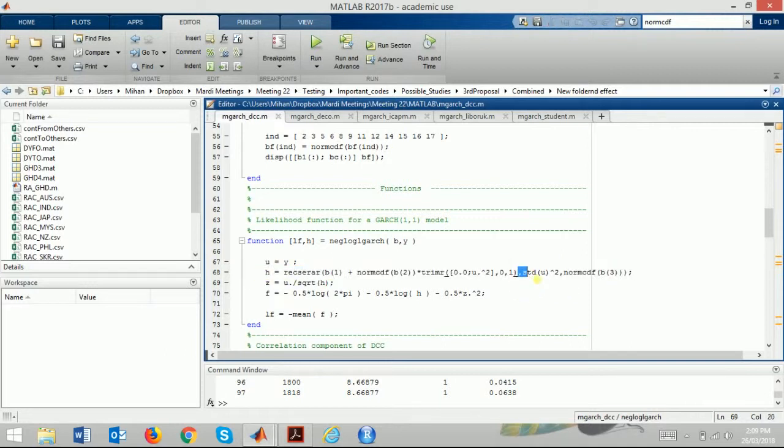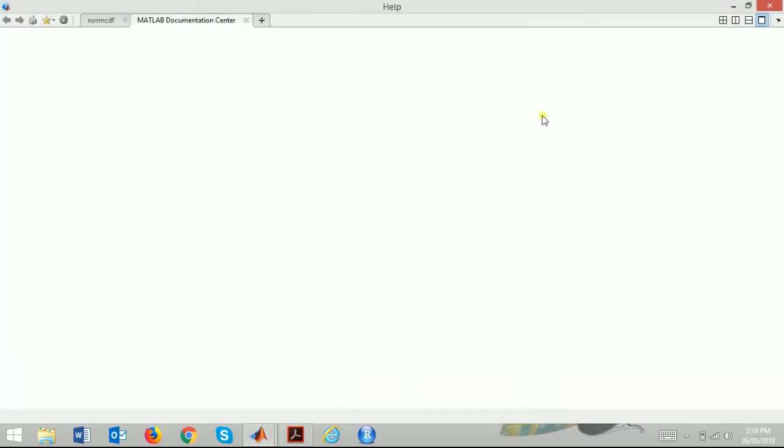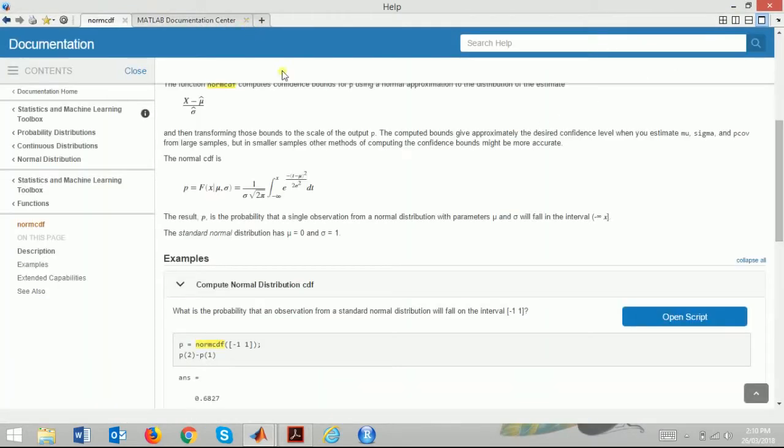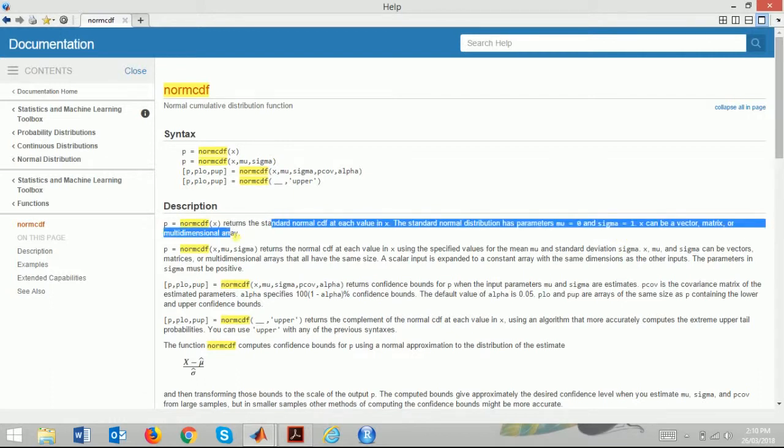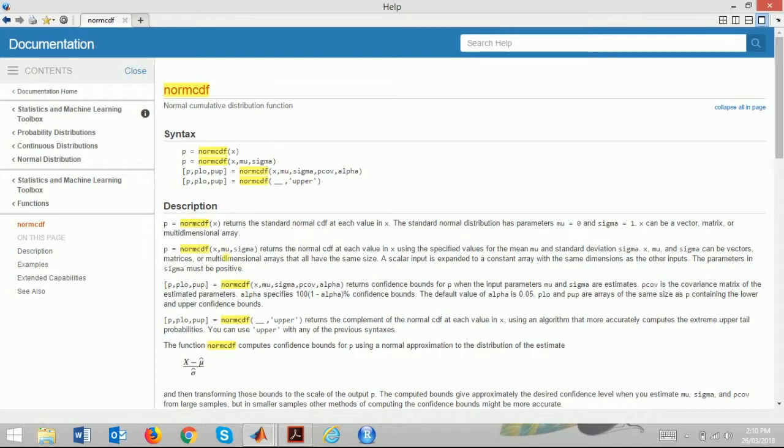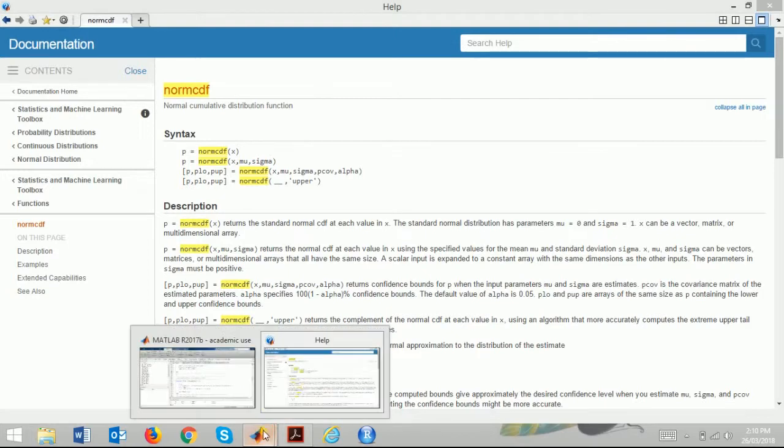Variance is the standard deviation of v squared; this is something we need to memorize, that's all. And we want norm CDF for beta 3 with the variance covariance matrix. In the case of a single norm CDF with a single input, it returns the standard normal cumulative distribution function at each value in x. Sigma can be a vector, matrix, or multidimensional array. So it takes x, mu and sigma.